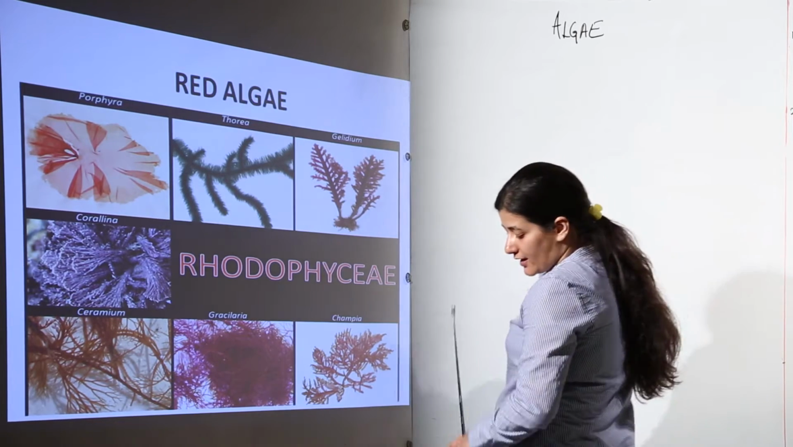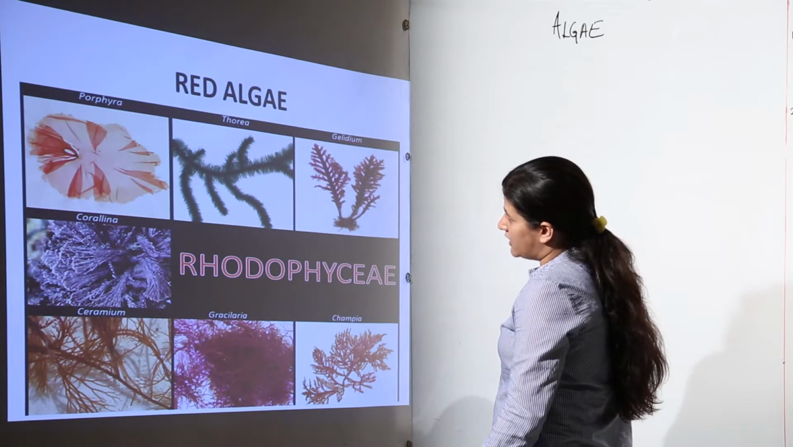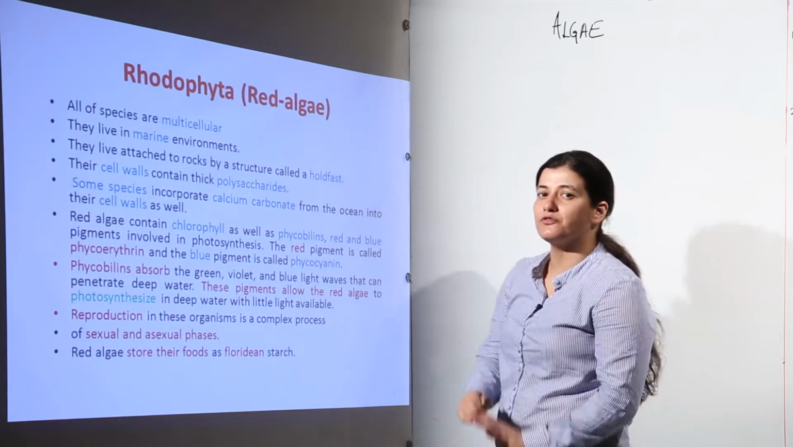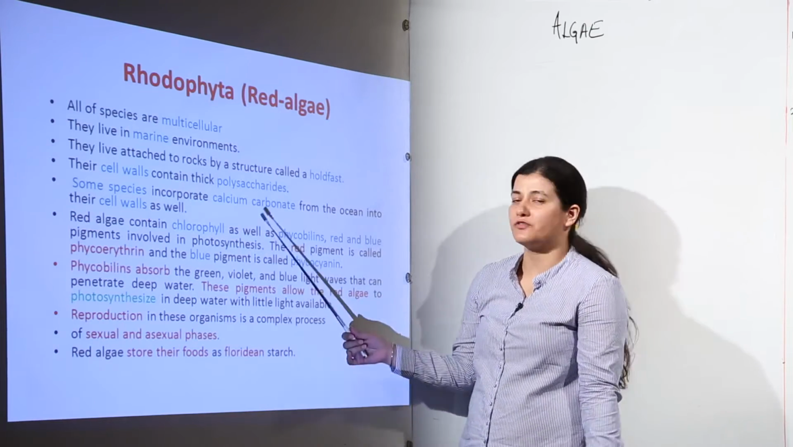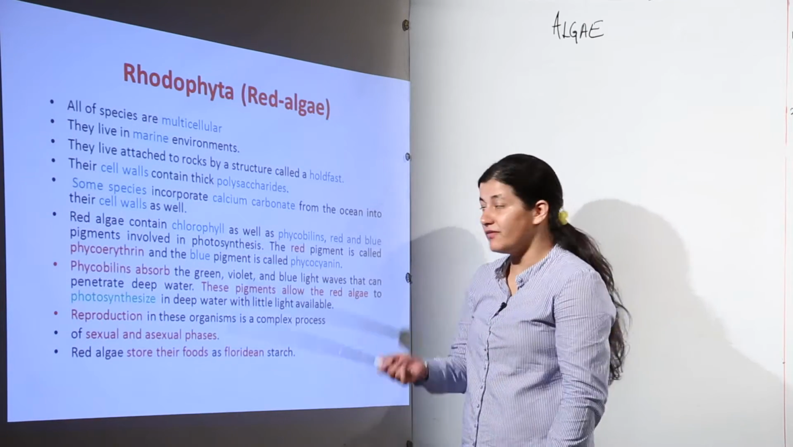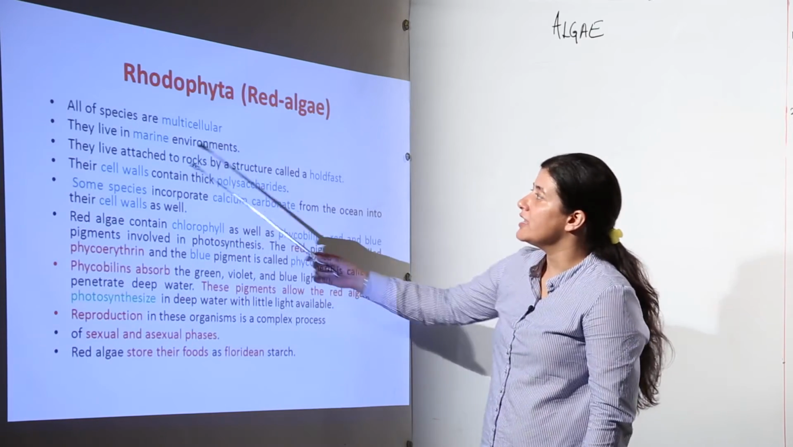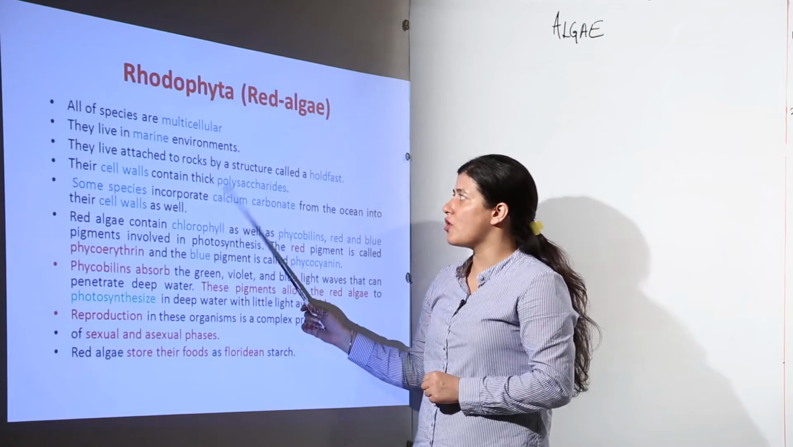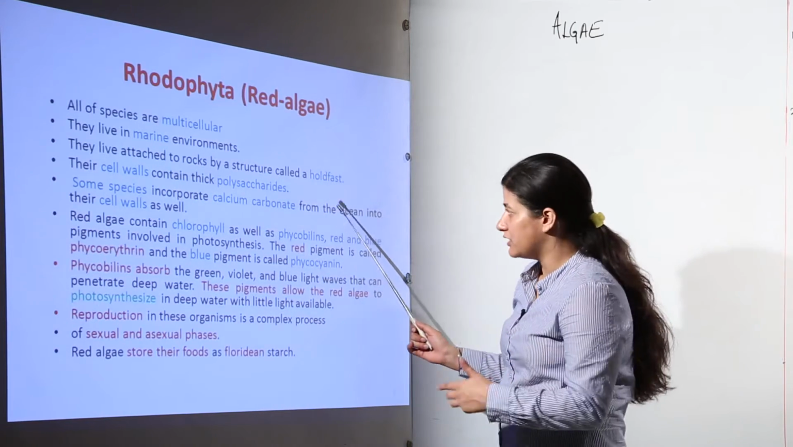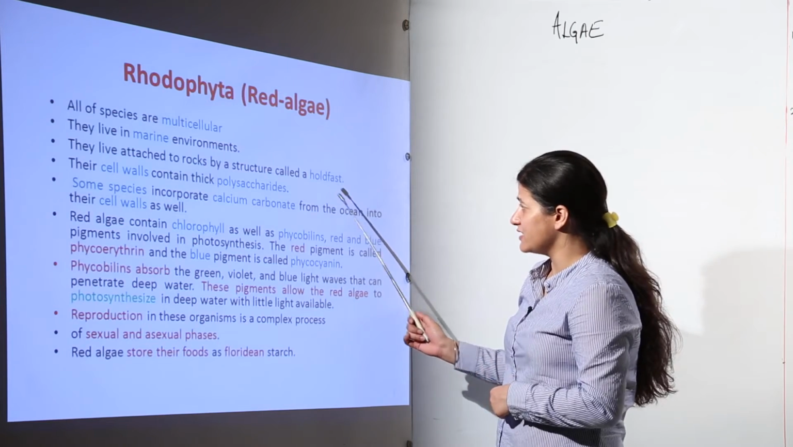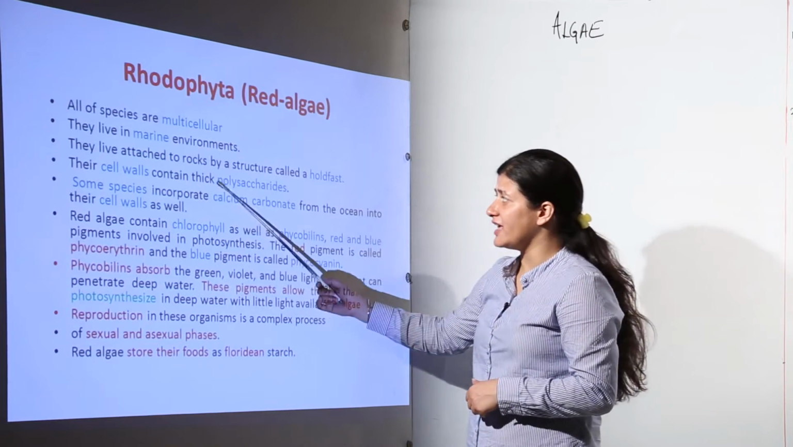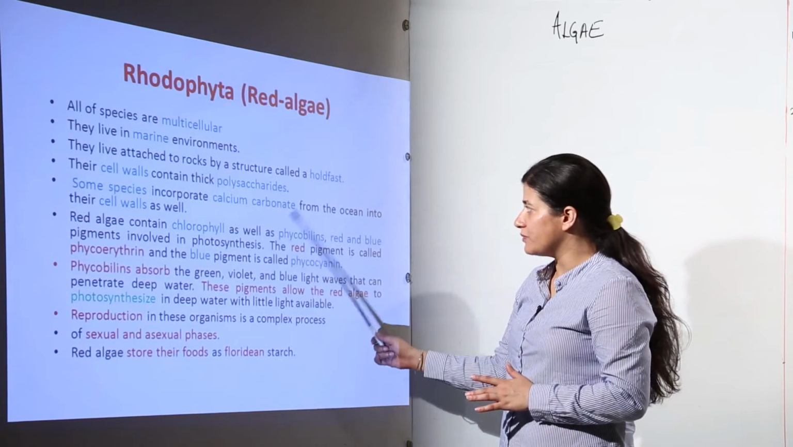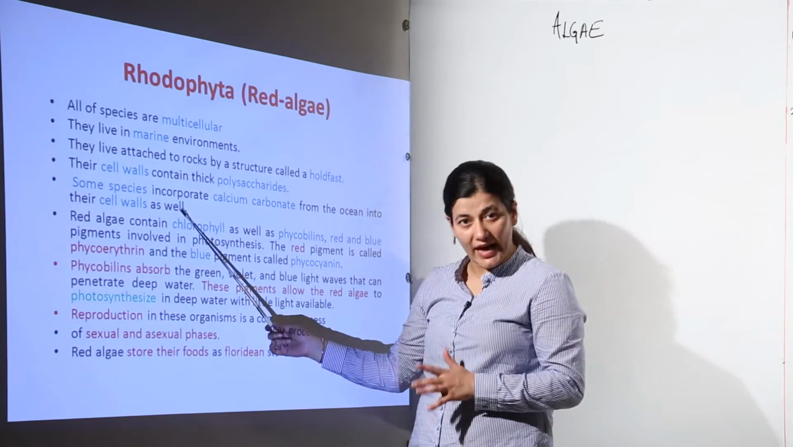One exception is there that I told you. Now let us see the characteristics of this red algae. All species are multicellular. You are not going to find unicellular species in the case of Rhodophyceae, as seen in the case of green algae, where Chlamydomonas was one such example. They all live in marine environments except Batrachospermum. They live attached to rock by a structure called holdfast, which is again similar to what we had discussed. The cell wall contains thick polysaccharides. Some species incorporate calcium carbonate from the ocean into their cell walls as well.